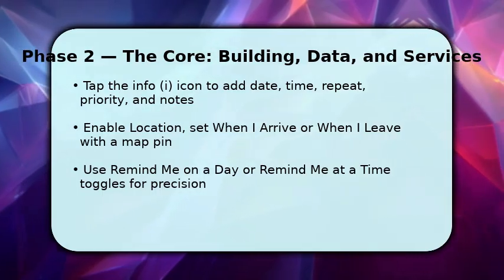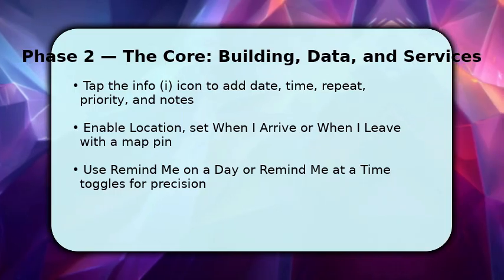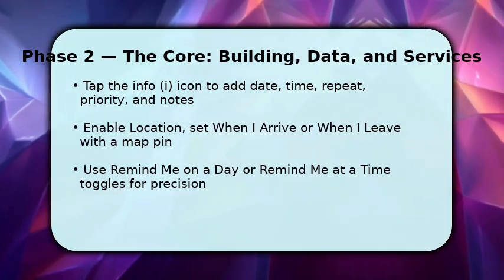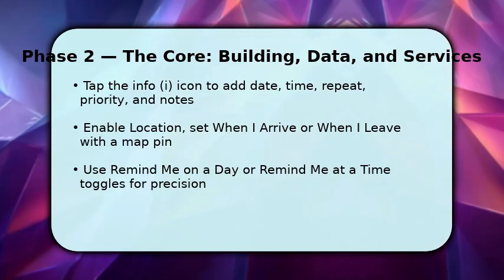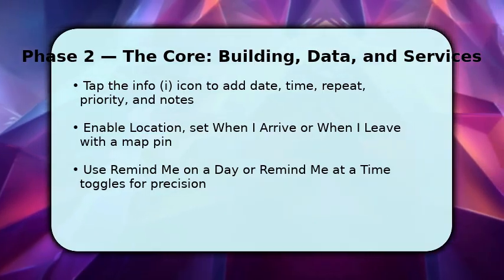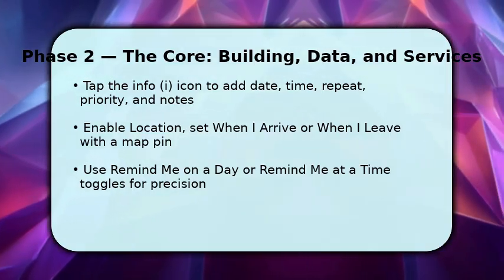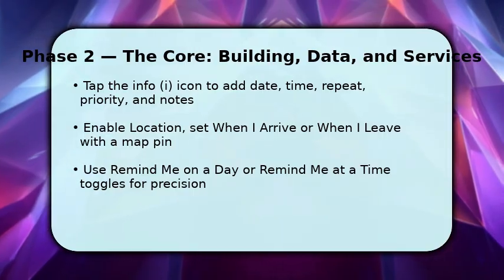For smarter alerts, enable location and choose when I arrive or when I leave, then drop the map pin. This triggers the reminder based on physical location. Make sure Remind Me on a day and Remind Me at a time toggles are on for accurate schedule.